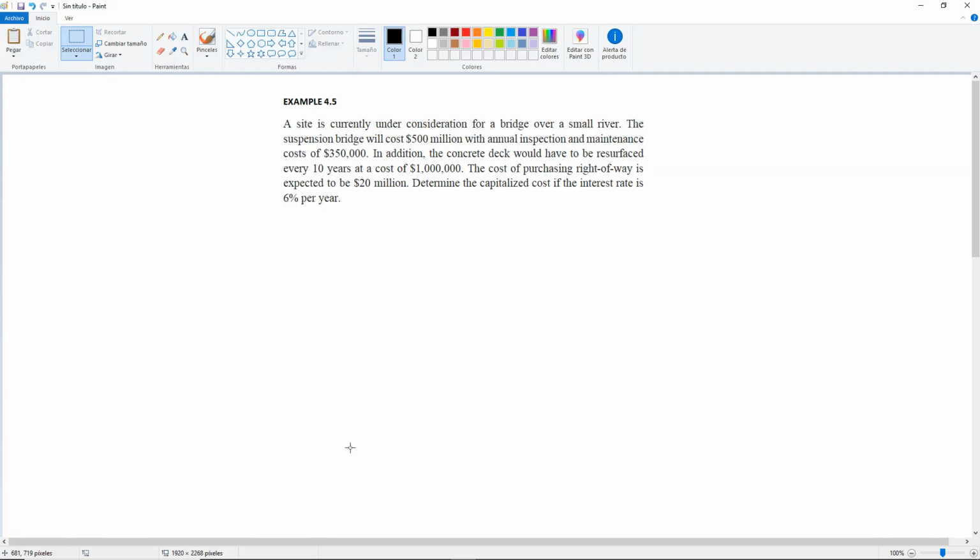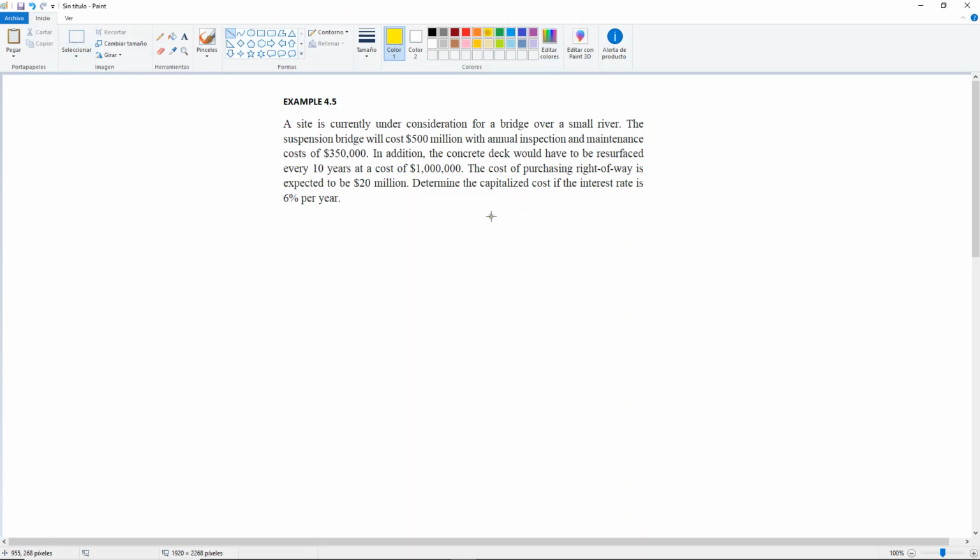Example 4.5. A site is currently under consideration for a bridge over a small river. The suspension bridge will cost $500 million with annual inspection and maintenance costs of $350,000. In addition, the concrete deck would have to be resurfaced every 10 years at a cost of $1 million. The cost of purchasing right-of-way is expected to be $20 million. Determine the capitalized cost if the interest rate is 6% per year.